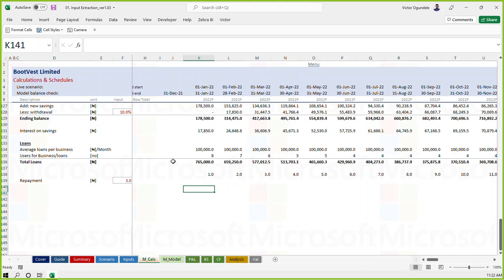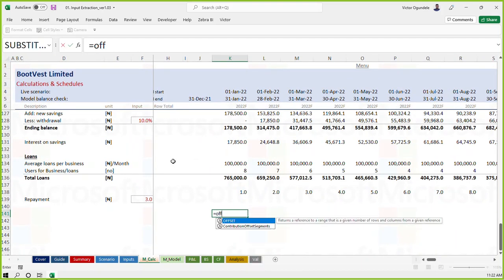So let me type here. Let me zoom out so that you see. Equal to offset. Now it will ask for a reference. So offset is more like you counting. So let me type it again. Offset returns a reference to a range that is given by a number of rows and columns.